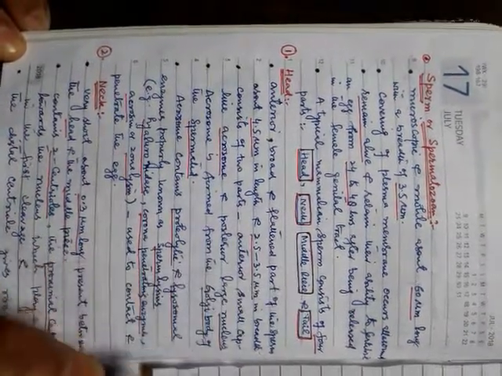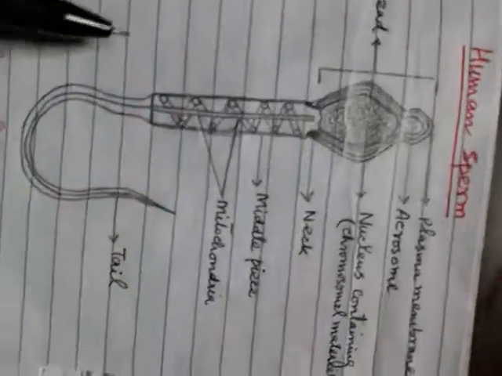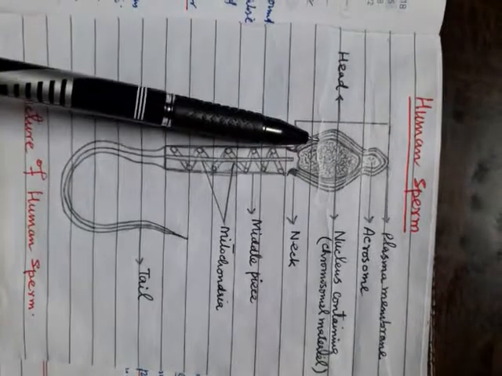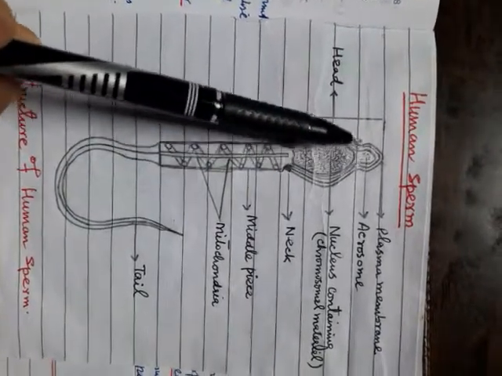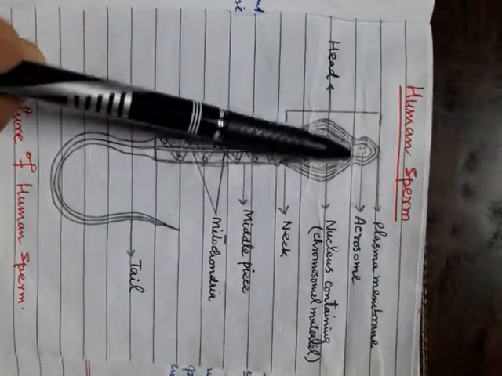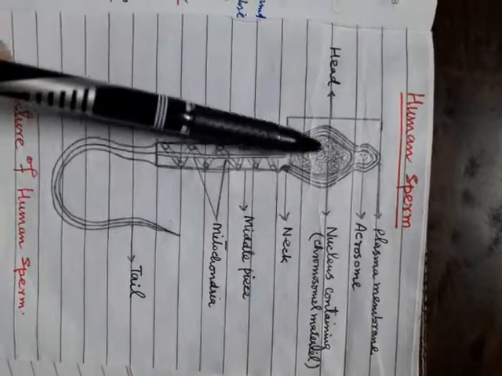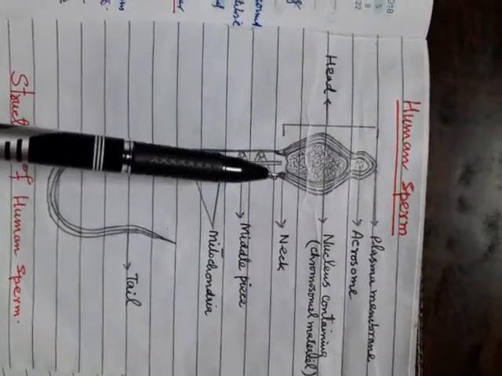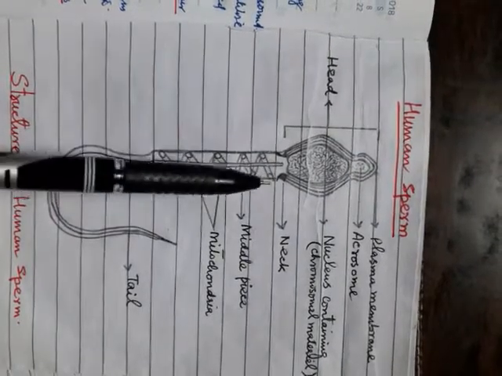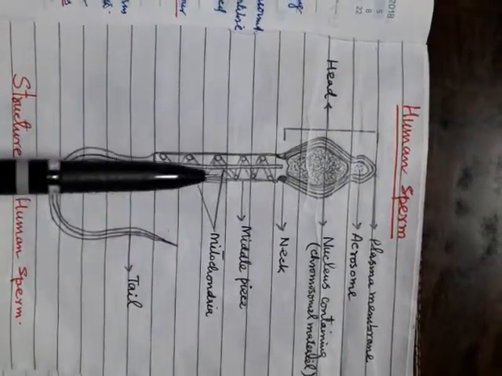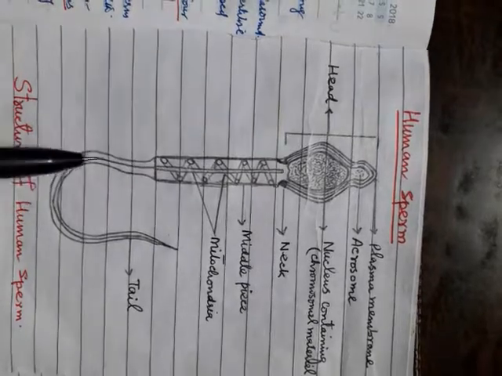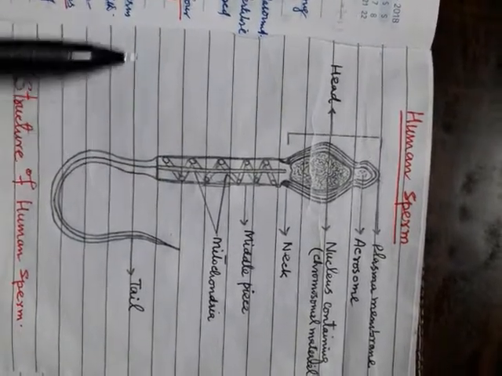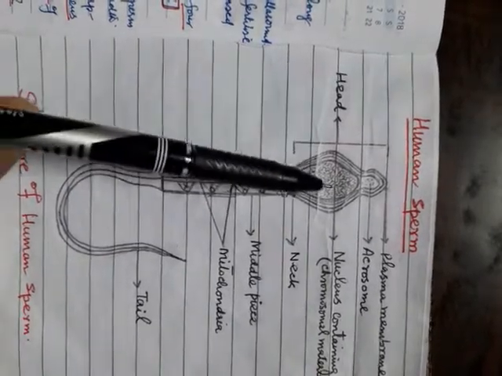Just have a look at this structure of the sperm. This portion is the head. You are seeing this flattened anterior portion. This is the acrosome. This is the nucleus, and this short depression is the neck. This portion is the middle piece, and then this is the tail. Let us take these parts one by one.